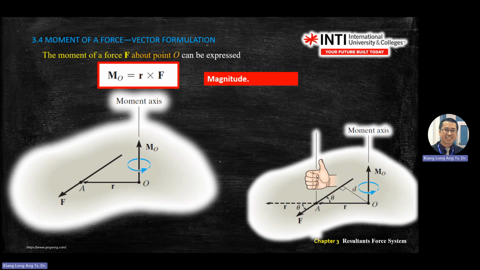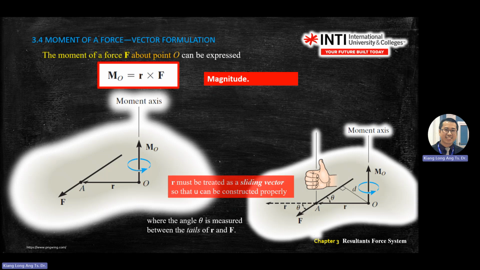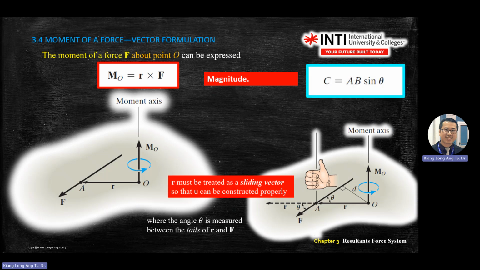How to find the magnitude? Again, the magnitude for crossing: you get a C because this is A cross B. A cross B equals AB sine theta. So now your A is R, B is F, so you get RF sine theta. Just apply what you learned like 10 minutes ago. So you just apply this one, RF sine theta.